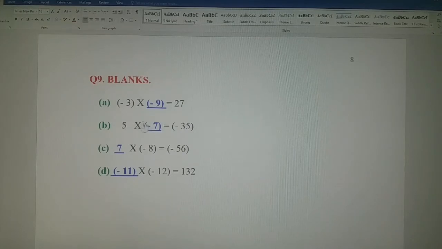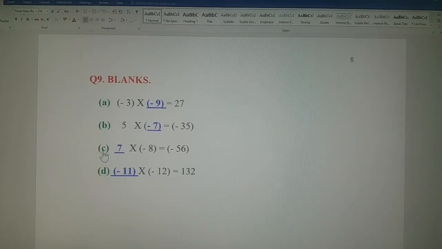Now different sign multiplication, the answer will be negative. We have learned the rule for integers. When same sign is multiplied, the answer will be positive, and when different signs are multiplied, then the answer will be negative. We need negative 35. So here 5 is positive, so 7 will become negative. Positive 5 multiplied by negative 7, our answer will be minus 35. Plus into minus will be minus. So the required answer is minus 7.